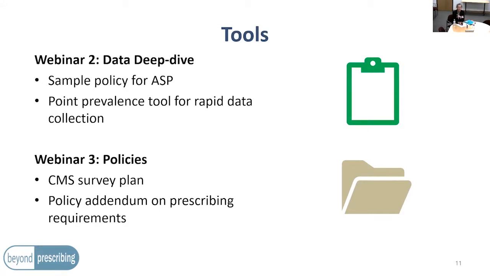And then in that second webinar, we also had some tools for rapid data collection. One of them was the point prevalence tool. If you needed to look today at what antibiotic use is going on, this tool is there to support and help you collect all the elements when you review the patient's charts, so that you're getting a good picture of your antimicrobial use for that day or that week.